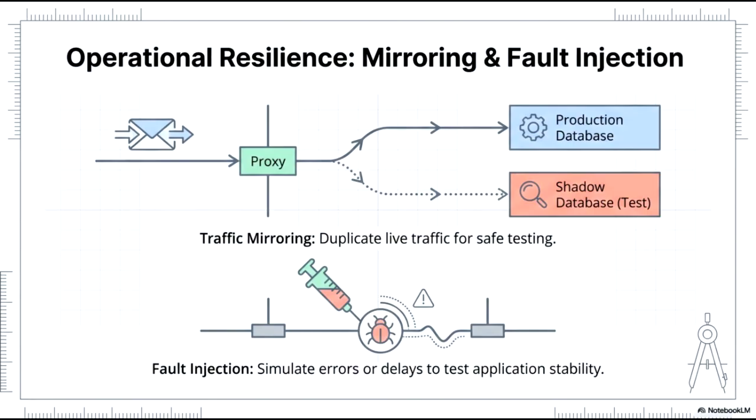By using a proxy to mirror requests, we can evaluate how new features or configurations handle actual user behavior without any risk to the production environment or the integrity of live data.